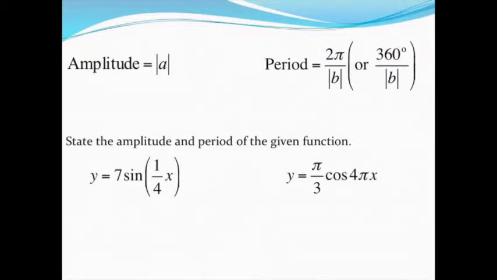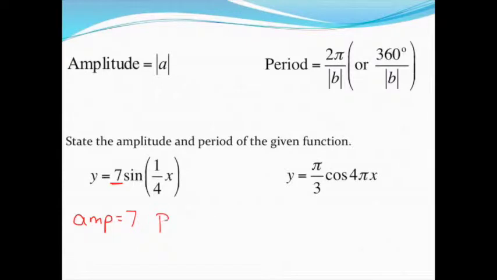To find the amplitude of a sine or cosine wave, all we need to do is look at the coefficient, our a value, the number in front of the sine or cosine. So in this case, our first example here, this sine wave, our amplitude is going to be 7, meaning the graph will hit a height of 7 and will hit a low point of -7.